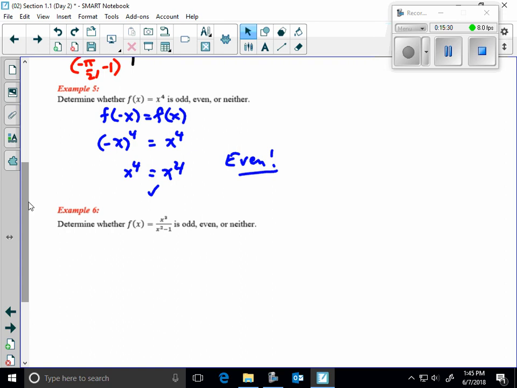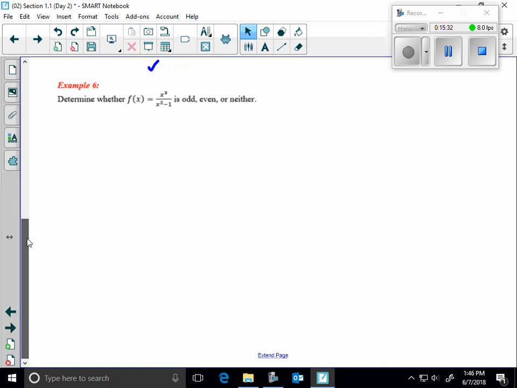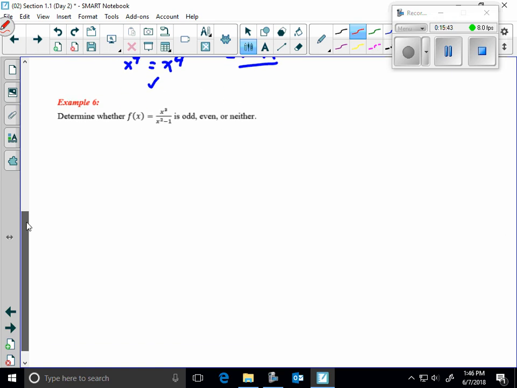All right, let's check another one. Odd, even, or neither. Let's check to see if it's even first. So f of x equals x cubed over x squared minus 1. Let's take f of negative x and see if it's equal to f of x.